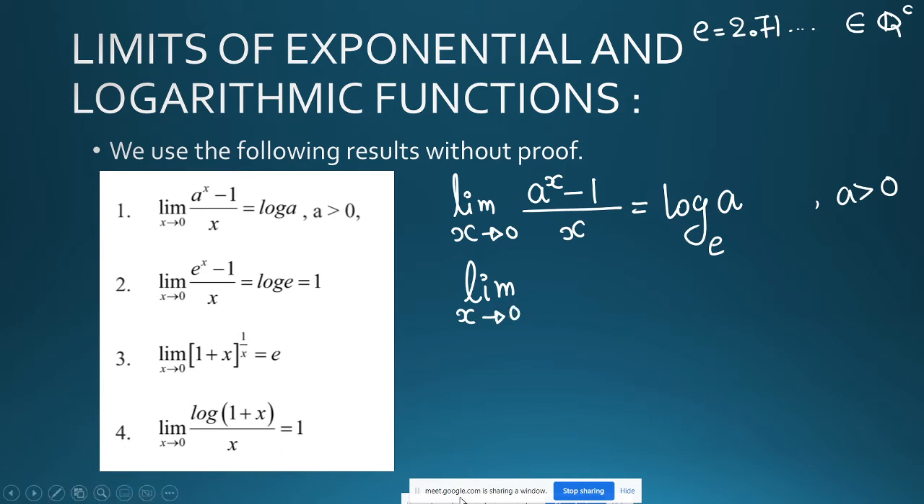After this, suppose in the same first formula, if I write e in place of a, e raised to x minus 1 divided by x, the answer is going to be log e to the base e. Can anybody tell me what is log e to the base e? What is log e to the base e?